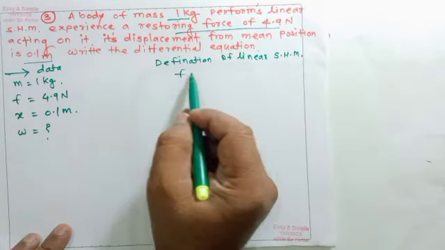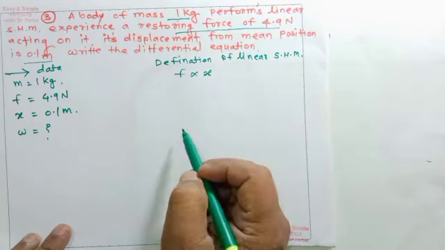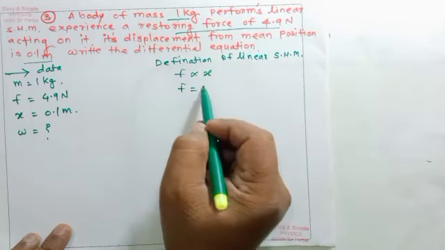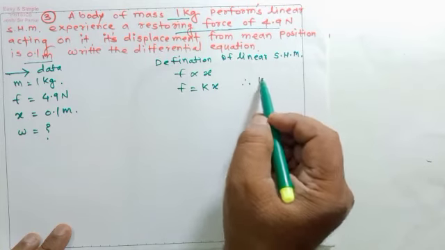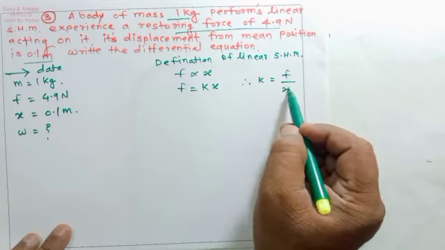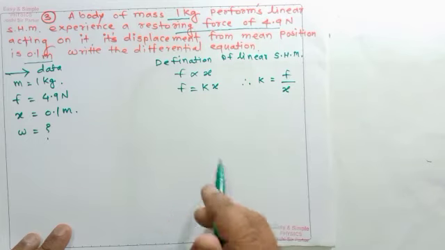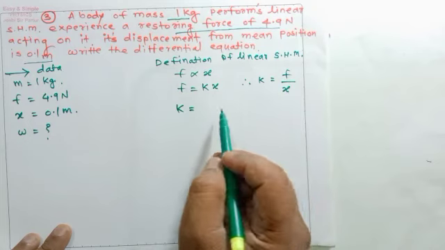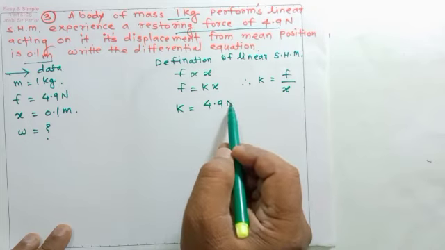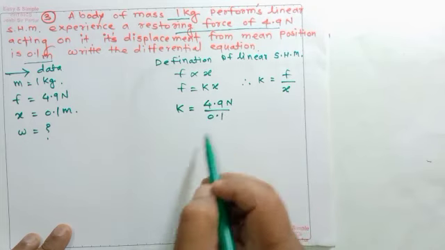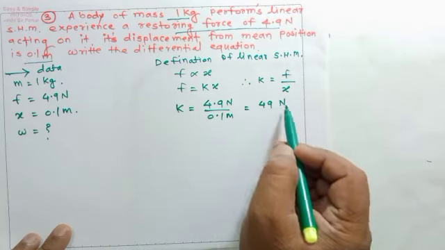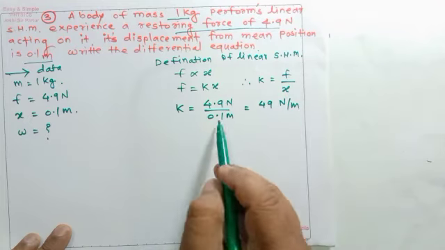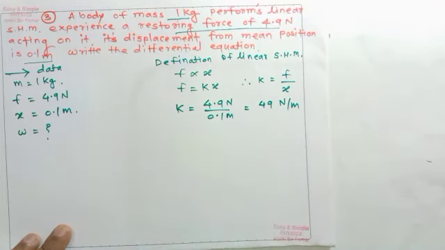The definition is: force is directly proportional to displacement, that is, in magnitude force equal to kx. Therefore k equal to force upon x. So first k will be found out. Force is given as 4.9 Newton and displacement is given as 0.1 meter. So k will be 49 Newton per meter, because the decimal point is cancelled.